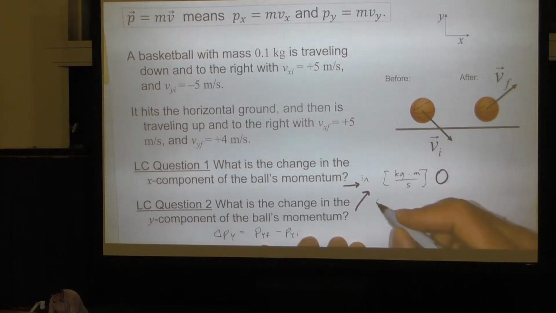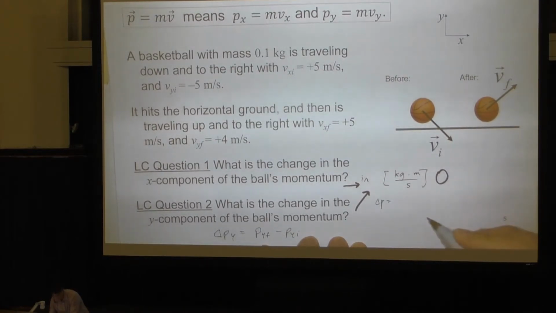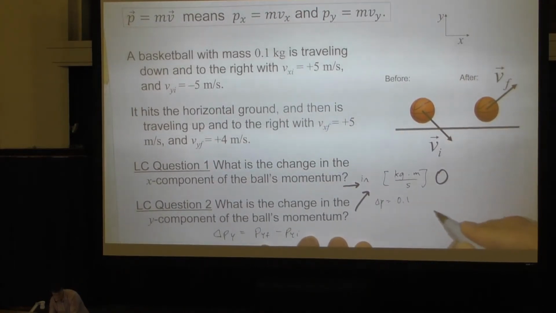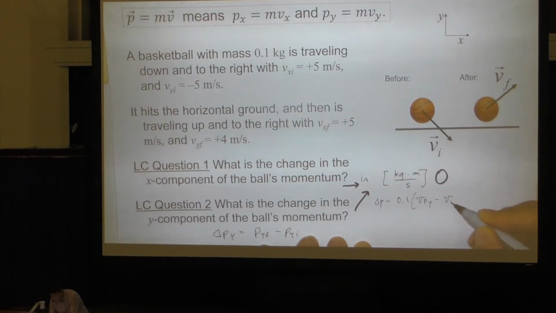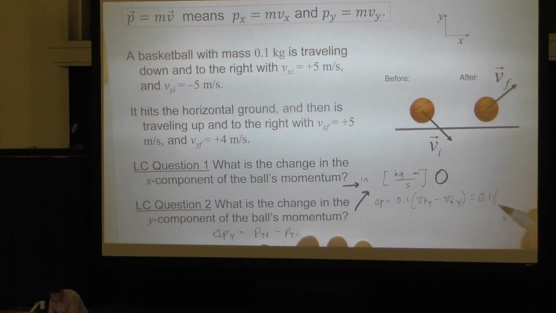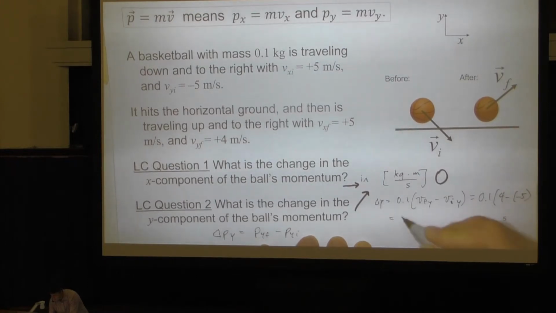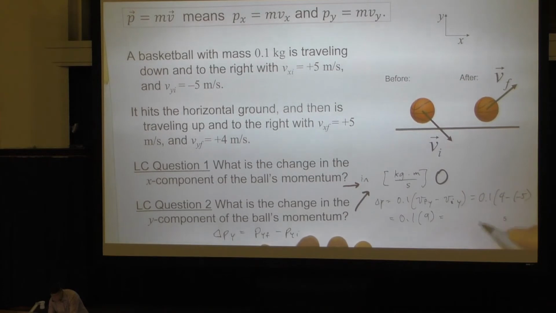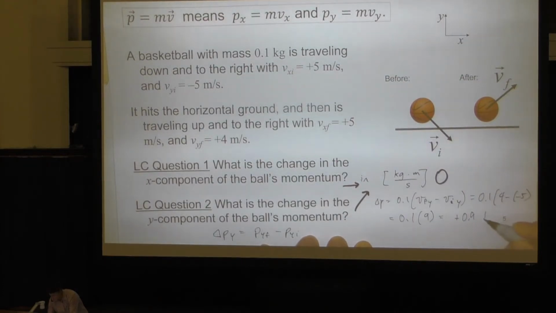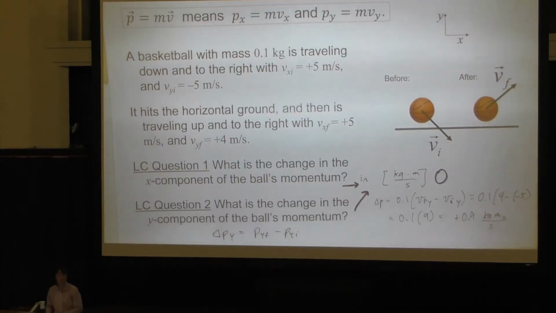So this delta P is going to be the mass, 0.1, times the V final in the Y minus the V initial in the Y. So it's going to be 0.1 times 4 minus negative 5. So it's going to be 0.1 times 9, I think, right? So it's going to be plus 0.9 kilograms meters per second. Make sense?